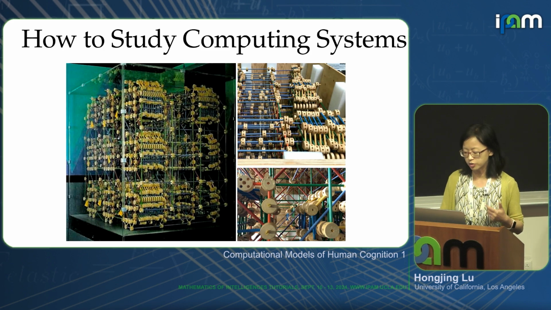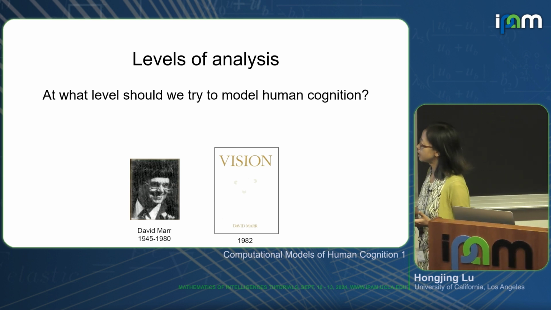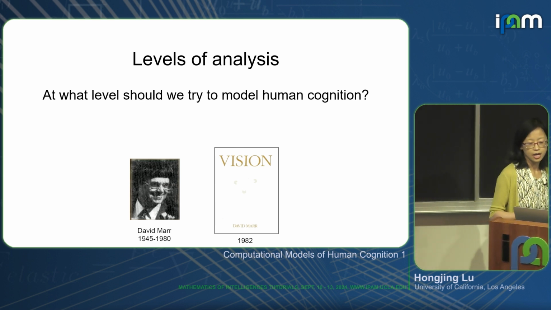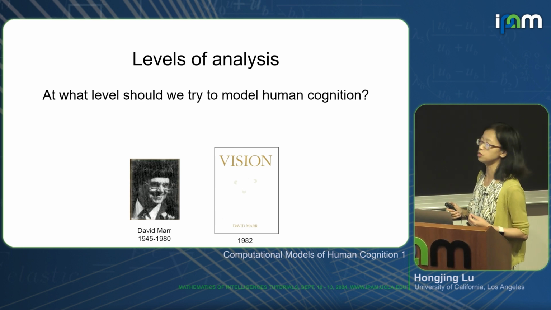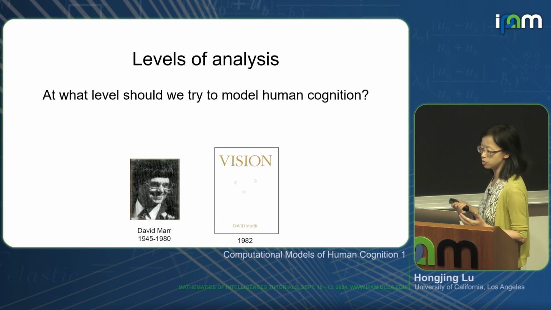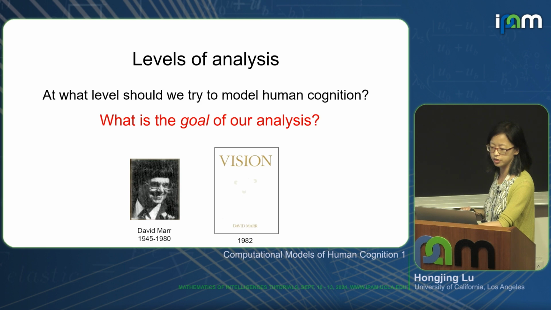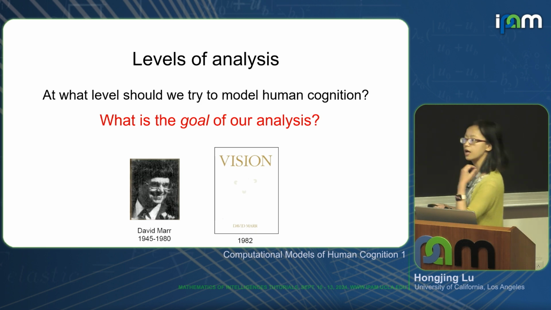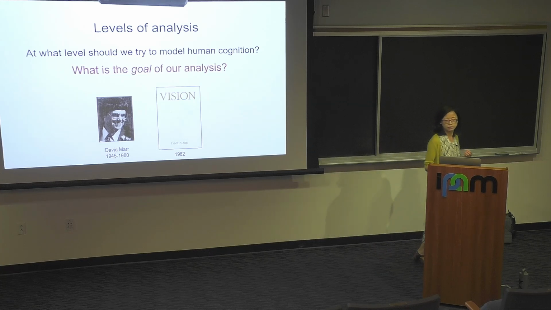So that's kind of an approach, and this actually will lead to the basic ideas raised by David Marr back in the 1980s. It's like, at what level should we try to model human cognition? He raised this question in his book called Vision, and in the first chapter, which is very fundamental, he raised a good question: when we are trying to analyze a computing system, we need to know what the goal of the analysis is.